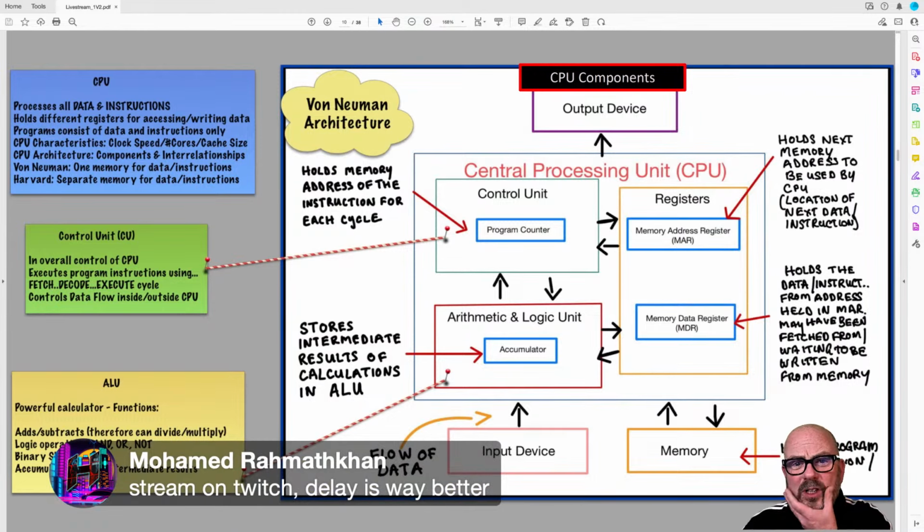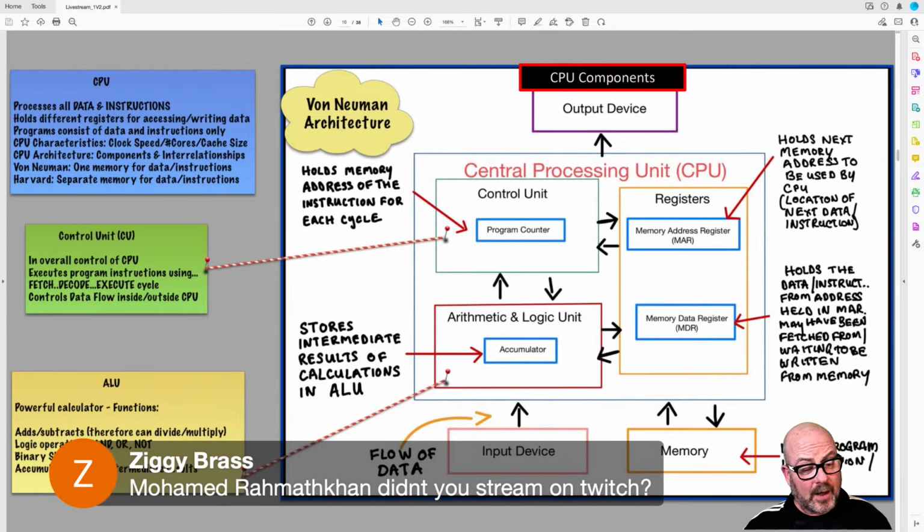Yeah, I've not thought of streaming on Twitch. I've got a YouTube account, so it's easier to do it. This is on the lowest latency one. I'm guessing it's about 9 seconds. Yeah, I've not had a go at streaming on Twitch. I've not really used Twitch. It's more for gaming, isn't it?